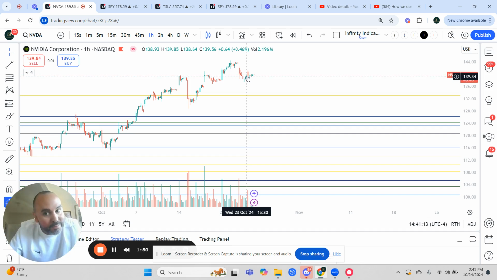The trick with fib is really getting your entry, because it will go to a level and then pop back up or down, and you'll see it will hit those levels. But where's your entry? And I will show you how to do that in part 2.